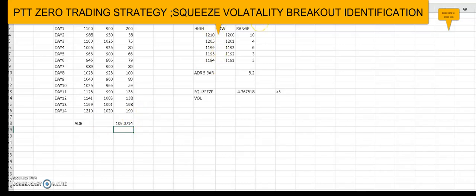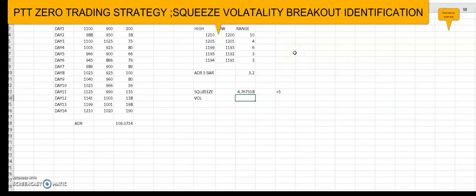Now what I am taking is the last 5-minute bar or 15-minute bar, whichever we can take, no issues. We take the high and the low of either the 5-minute or 15-minute bar. This is the high, this is the low, and this is the range. The last 5 bar ADR comes to 5.2. Now the squeeze formula: 100 times this 5.2 value divided by ADR. If it comes less than 5, then this candle range is called a squeeze range.